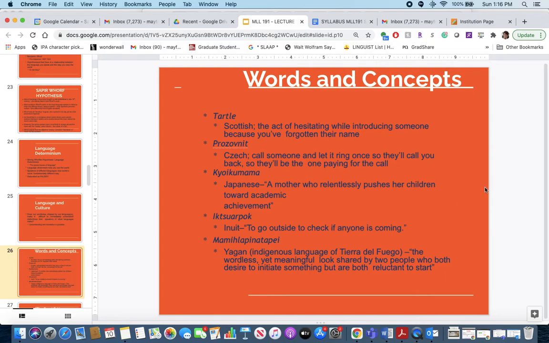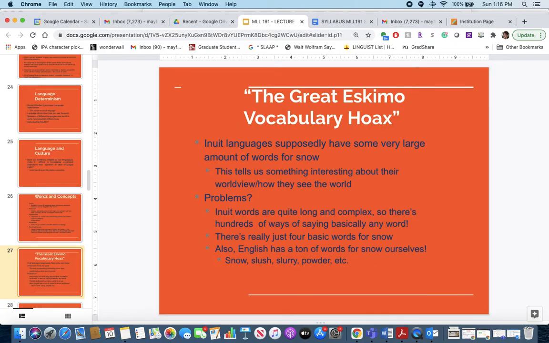I like this one, the Japanese one, a mother who relentlessly pushes her children toward academic achievement. That sounds like my mom. Okay, so the superior worth hypothesis really garnered a lot of attention back in the day. And it also spurred different moments in which they looked at other cultures and said, oh my gosh, look at this culture. They have multiple words for something, and that means that their worldview is shaped by these words.